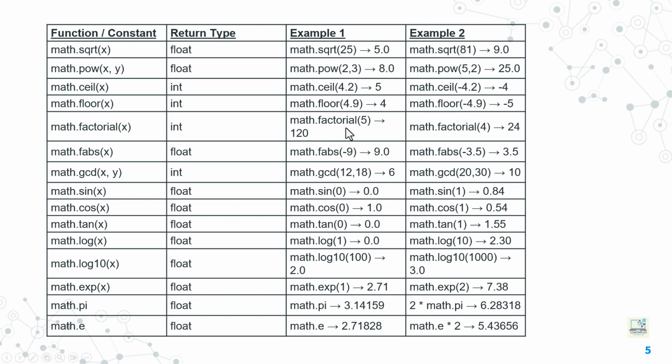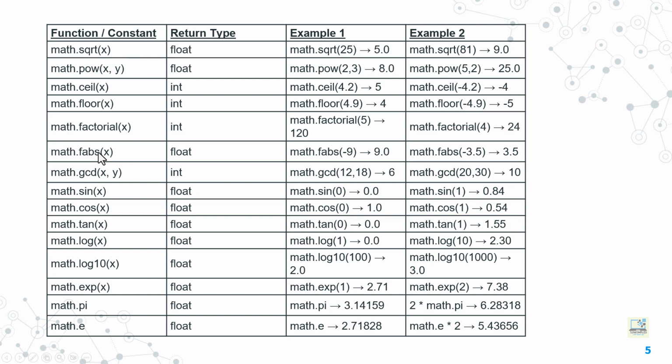So math.factorial 5 gives us 120. Factorial is what? It's a product, right? Factorial of 5 is what? 1 into 2 into 3 into 4 into 5. So you get 120. Similarly, factorial of 4, that is 4 into 3 into 2 into 1, so you get 24. Fabs is for absolute value.